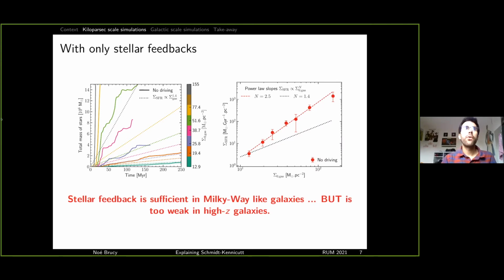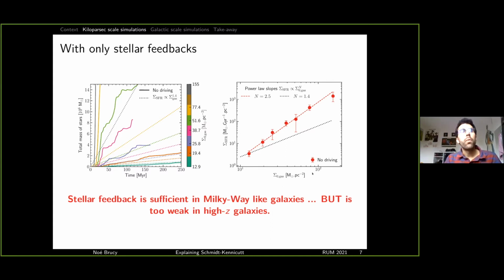And we can average this curve to get the star formation rate, and at the end get a star formation law for this set of simulations. We see that the slope we get is a power law with an index of 2.5, much higher than the 1.4 of the Schmidt-Kennicutt law. We are pretty okay for Milky Way-like galaxies, but as soon as we go to gas-rich galaxies, the discrepancy is very high. That means we are missing a very important process that will quench star formation, at least for these galaxies.